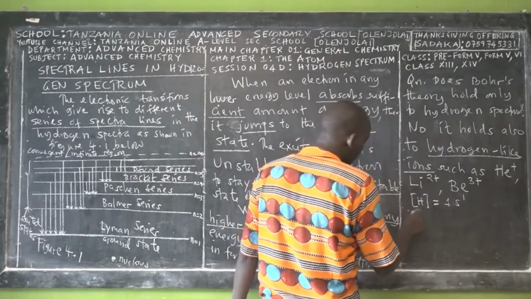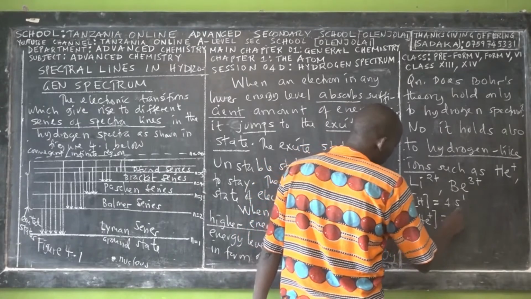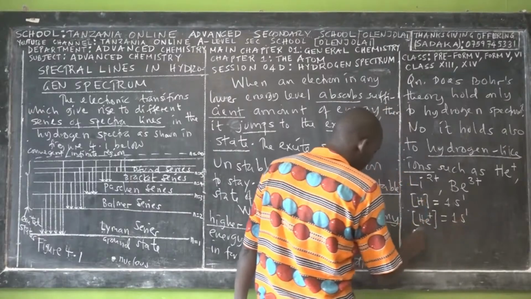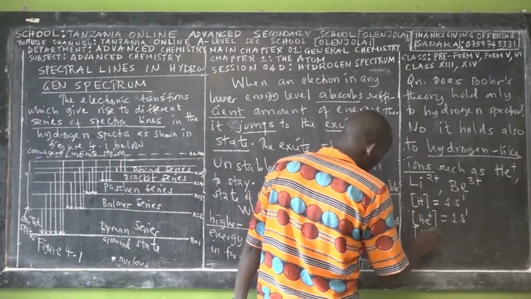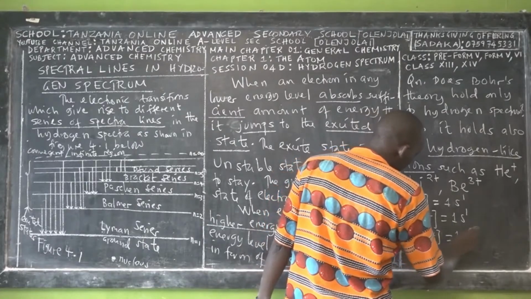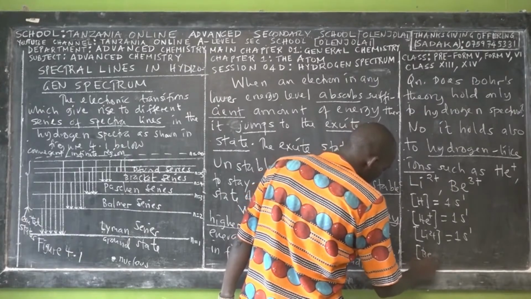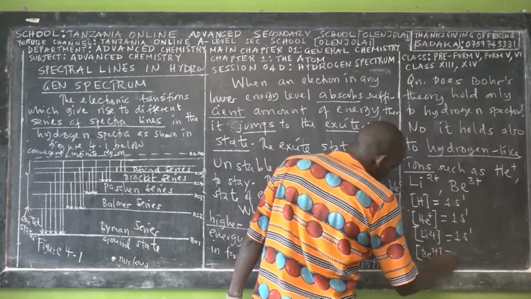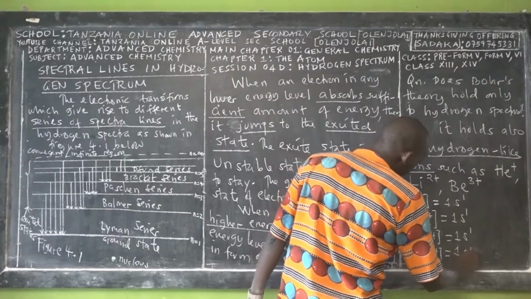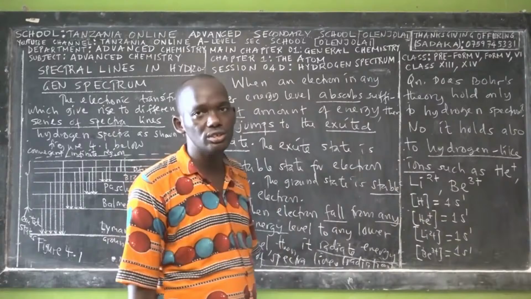The electronic configuration of helium ion is also 1s. The electronic configuration of lithium, when ionized and it loses 2 electrons, is also 1s. And then the electronic configuration of beryllium ion is also 1s. So that is about the electronic configuration.